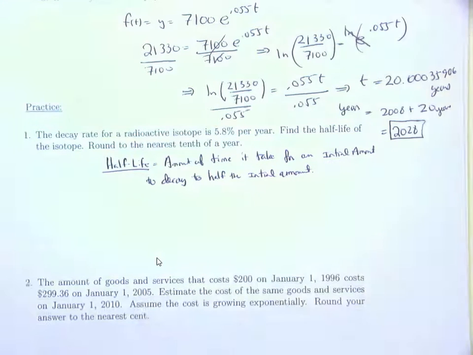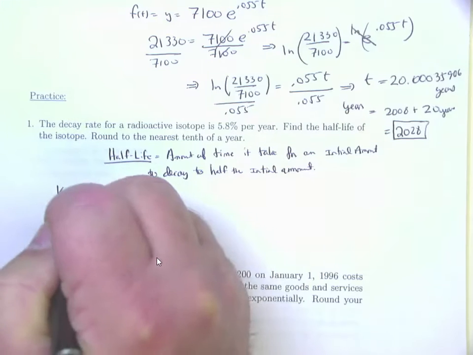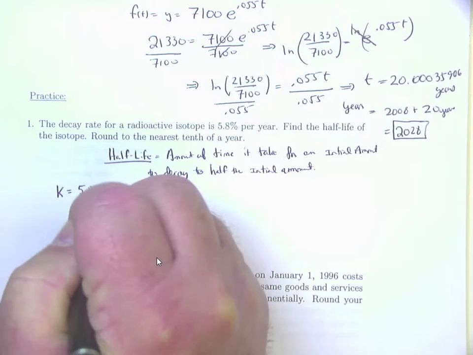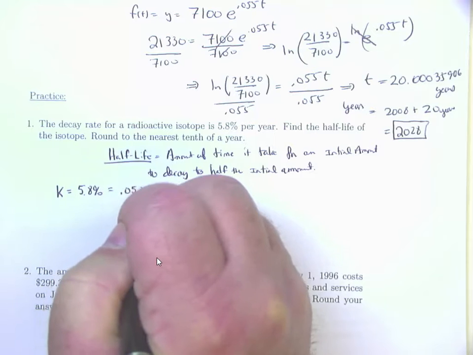Definition of half-life: the amount of time it takes for an initial amount of whatever, carbon-14 or plutonium, whatever you're playing with, to decay in half, because radioactive material will decay on you. So the decay rate for the radioactive isotope is 5.8%. So this is my K. It is 5.8%, and that would be 0.058.